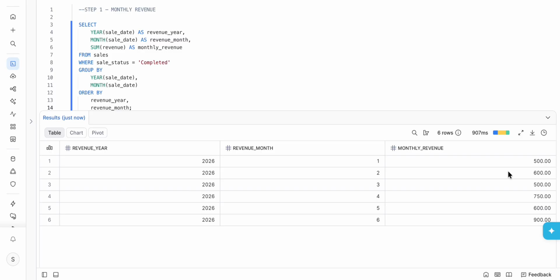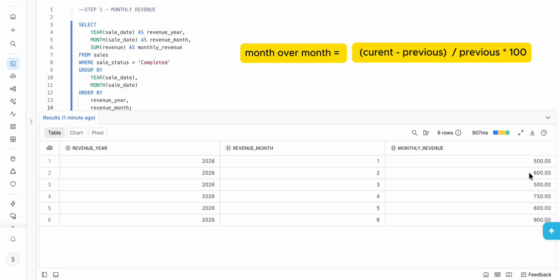Now let's manually calculate one month before writing any more SQL. So we have February is $600, January we have $500. So it's 600 minus 500 divided by 500 times 100, which comes out to 20%. So the month over month formula is current month minus the previous month, divided by the previous month, multiplied by 100, which will give you 20% in this case for February.